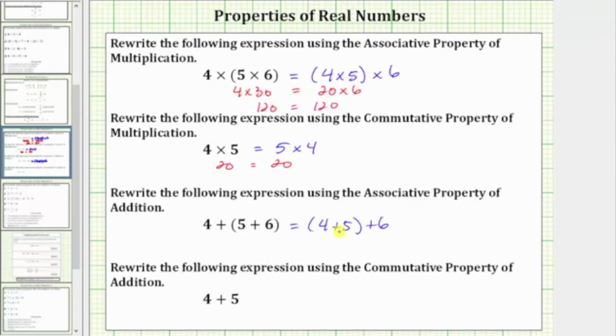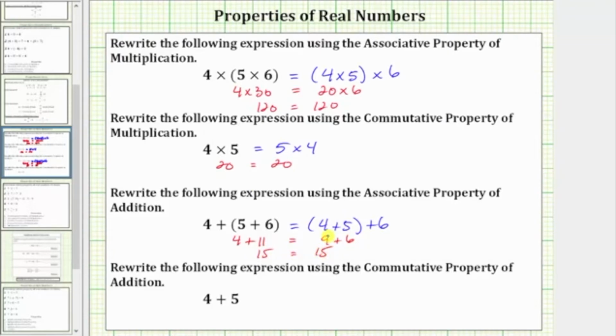Verifying this is true, we simplify both sides using the order of operations. On the left, we simplify 5 plus 6 first, which is 11. The left side simplifies to 4 plus 11. On the right, we simplify 4 plus 5 first, which is 9. The right side simplifies to 9 plus 6. And notice both sums are equal to 15.